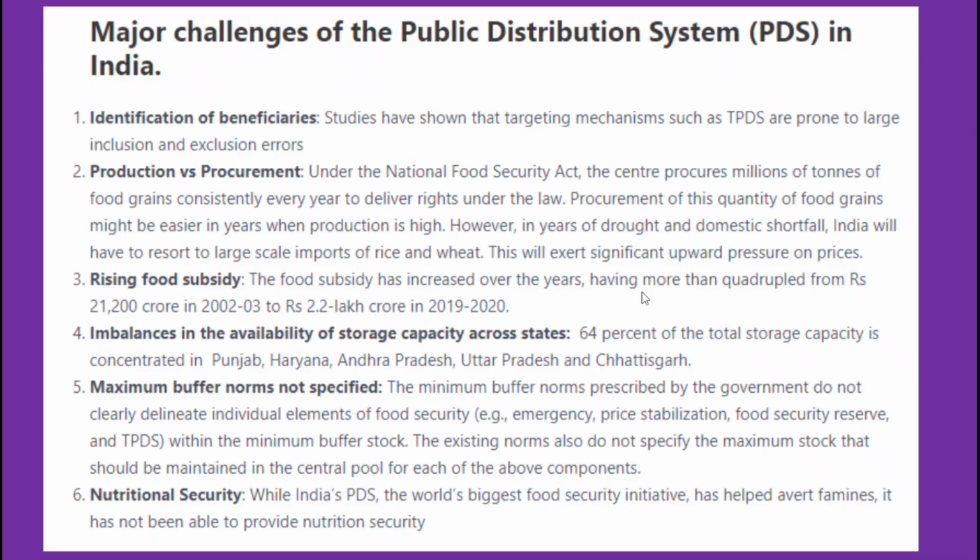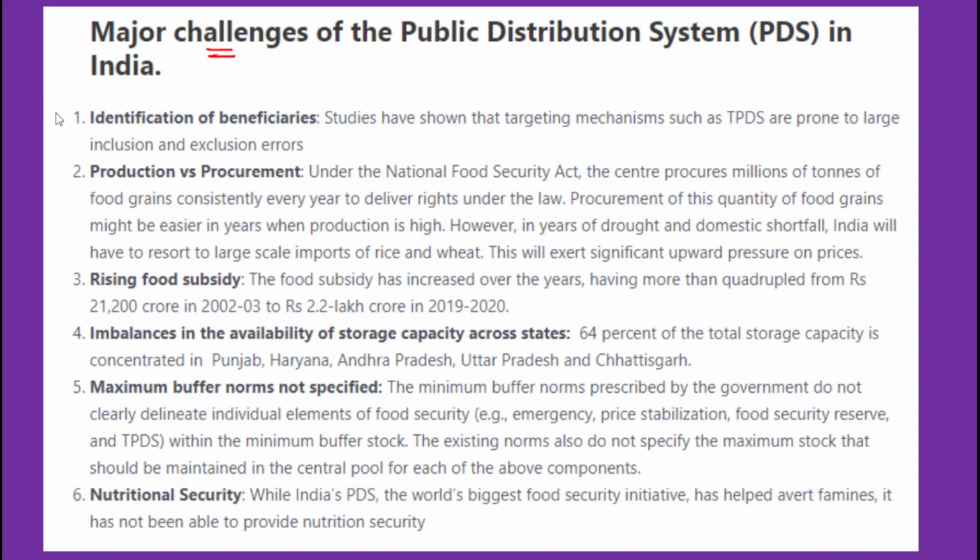Right. So next we need to talk about the major challenges. This is a key part of the question. So this is the first part of the question. There are certain challenges that the public distribution system has been facing. Now what are the major challenges that the PDS in India has been facing?